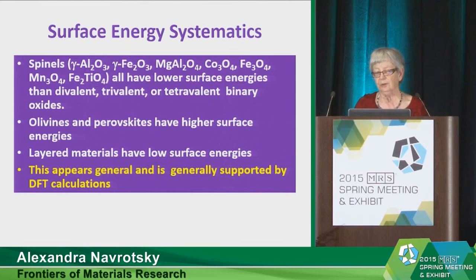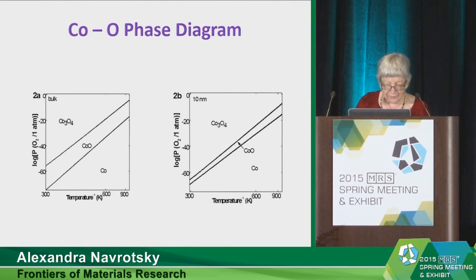Those are trends that we see. Those are still things that need further exploration. So, having said that, let's take a look at some of our examples. Our first example is the cobalt-oxygen phase diagram, because this is where we first realized the redox makes a difference.